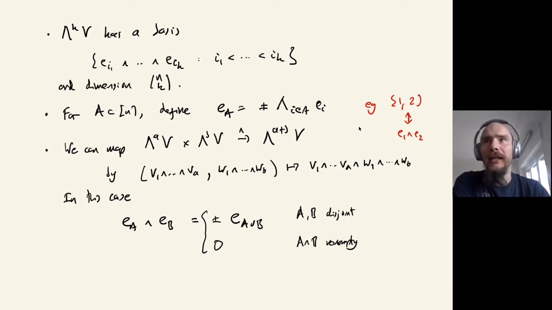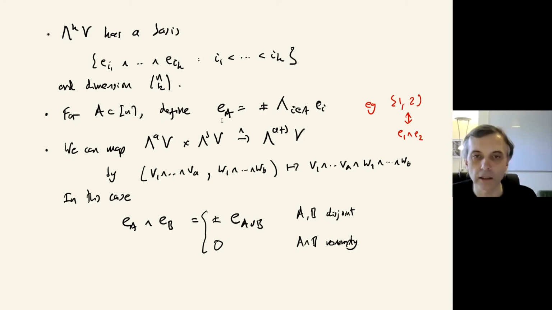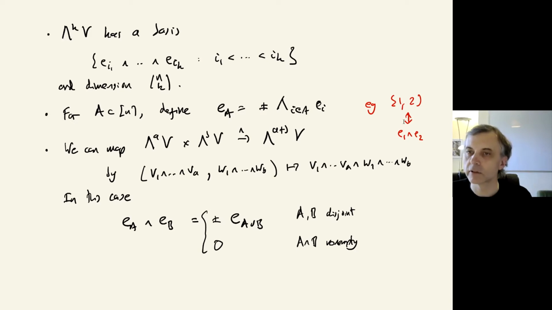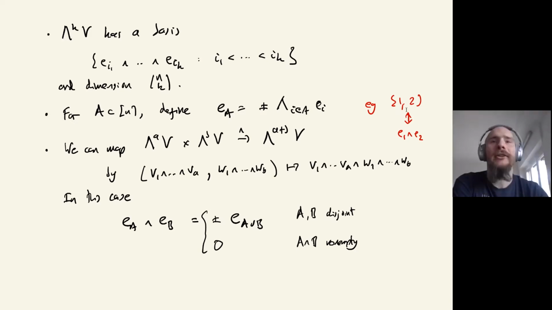So it depends on A, but what do we need to know from it? Okay, so I'll take E_A to be: order the elements of A in increasing order, and then wedge things together in that order. Okay, so it's not really about the A.